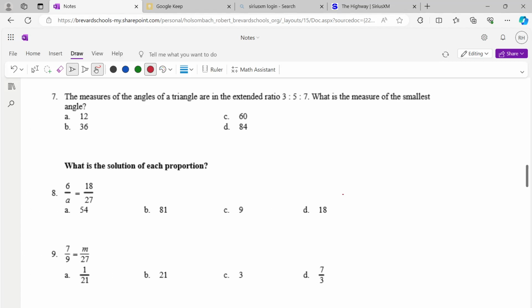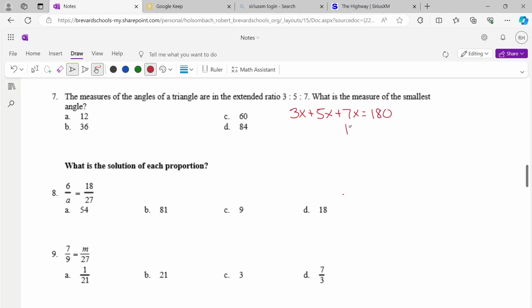All right, problem number 7. Measures of the angles of a triangle are in the extended ratio 3:5:7. What is the measure of the smallest angle? You've done this type of problem for 2 days now. So we go 3x plus 5x plus 7x equals the sum of the angles of a triangle, sum 180.